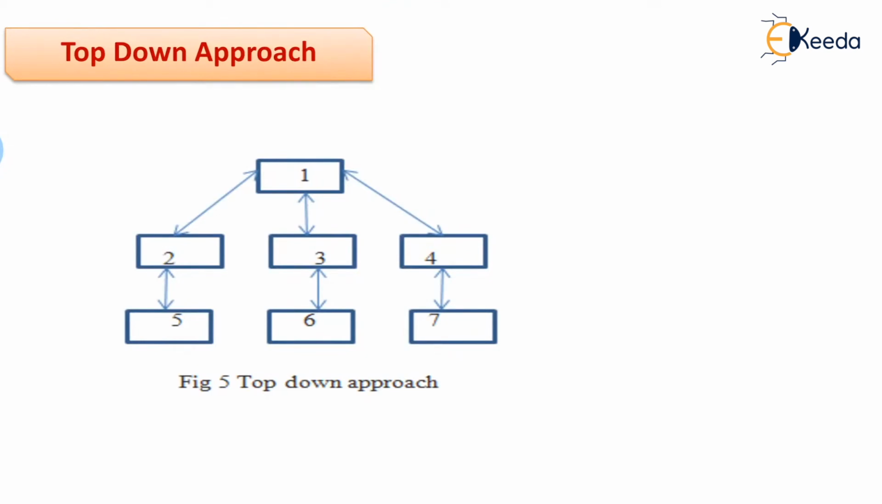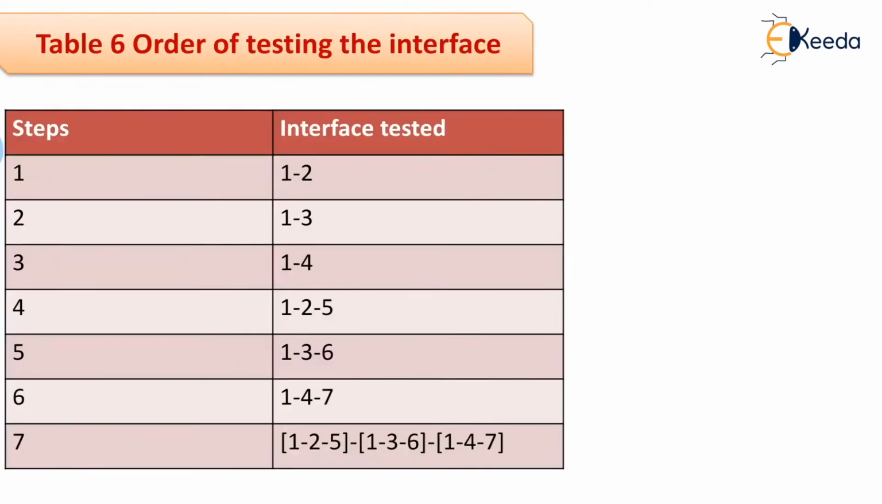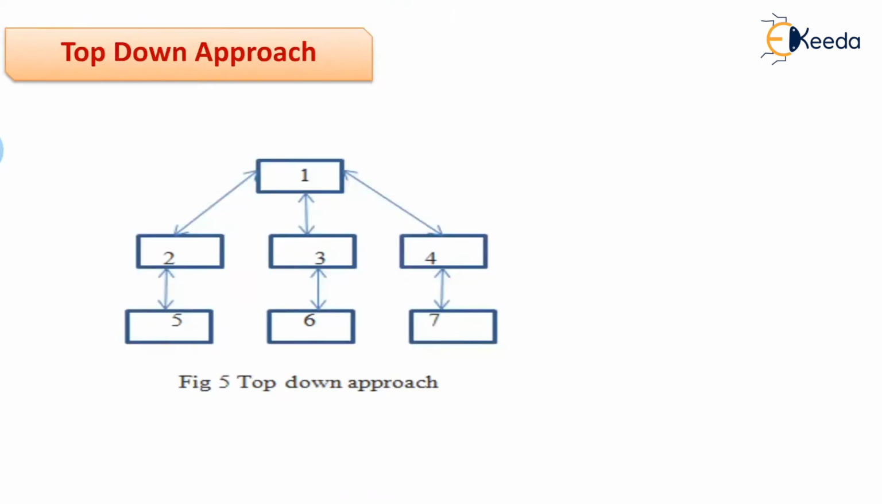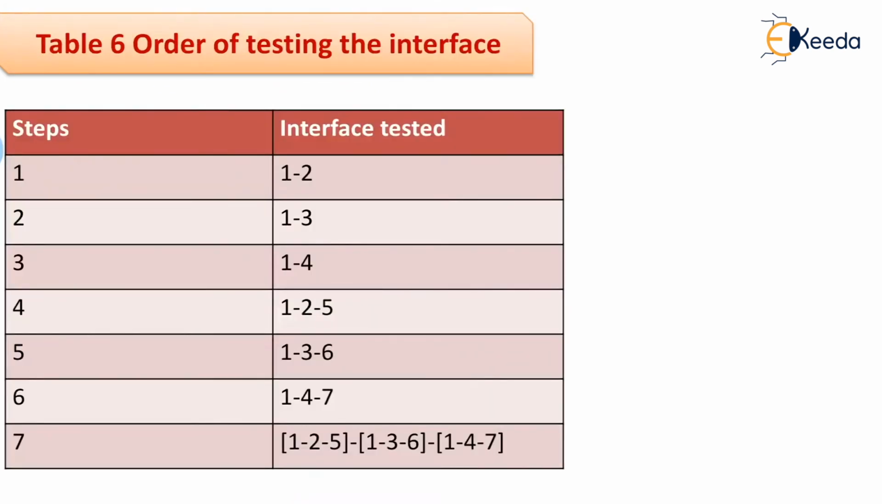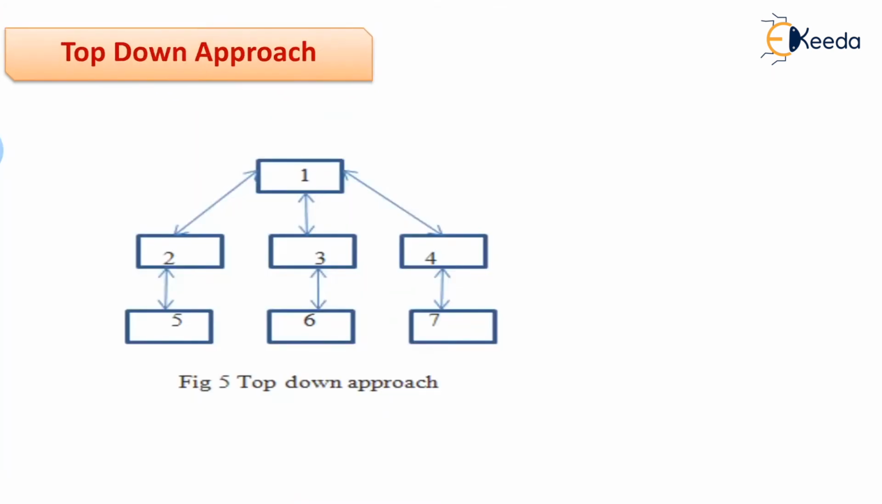Step 3: 1 is interfaced with 4. Now step 4 is 1, 2, 5. Step 5 is 1, 3, 6. Then the next step is 1, 4, 7. So see how the top down approach is conducted.